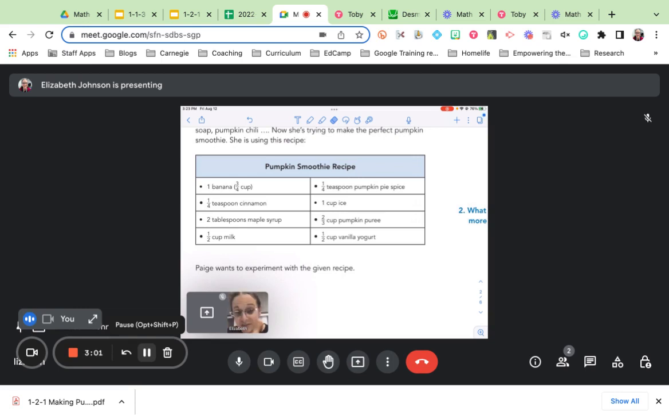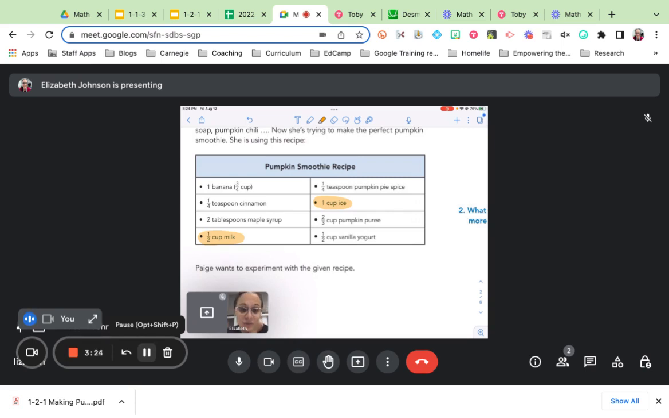Well, if she wanted it to be less pumpkin-y, she could add more ice. Then that pumpkin flavor would be diluted. It wouldn't be as strong if she added more ice. Maybe she could add more milk. Then the milk to pumpkin ratio would be higher. There would be less pumpkin for every part of milk. So the pumpkin flavor would be less if she added more milk.